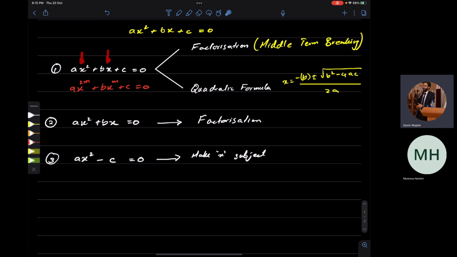I've got two variables with different powers here, so I won't be able to make x the subject. Over here, it's very easy for me to make x the subject of the equation. So ax squared equals c, x squared equals c over a, and then x equals plus minus root of c over a. This way I can solve it for the value of x. The other method is definitely factorization, if it is factorizable.